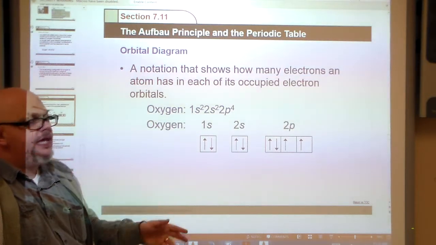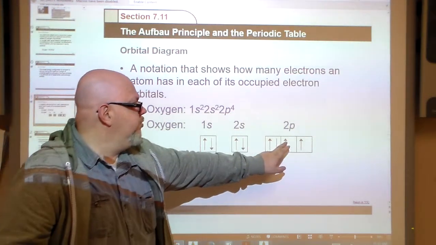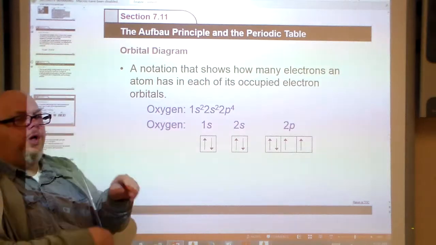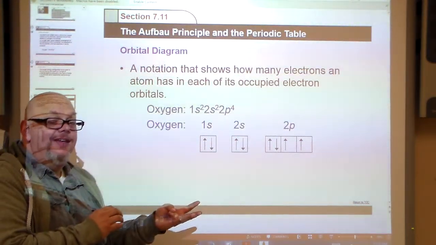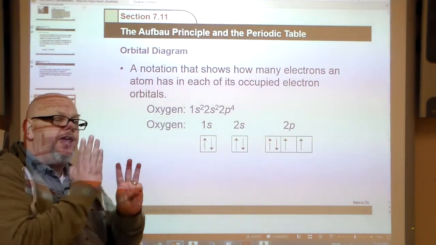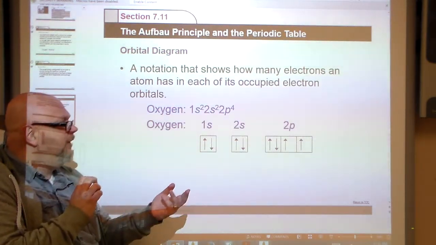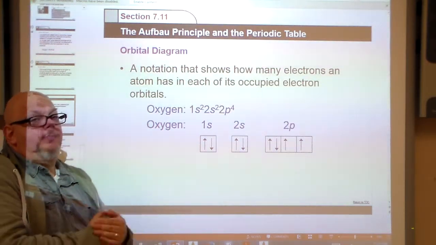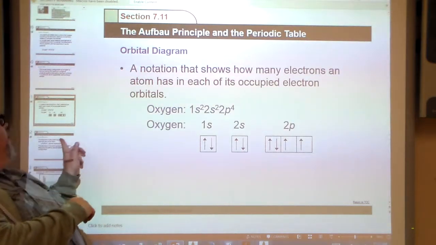When you look at 2p, you notice that we didn't put in 1, 2, 3, 4. It's 1, 2, 3, then you go back for the 4th one. It's sort of like the Monopoly game. If you buy 3 lands of the same color and you buy 4 houses, you can't put all 4 houses on one land. You have to spread it out evenly. That's how I liken this idea to Monopoly as a set. So you have to spread out the electrons there.